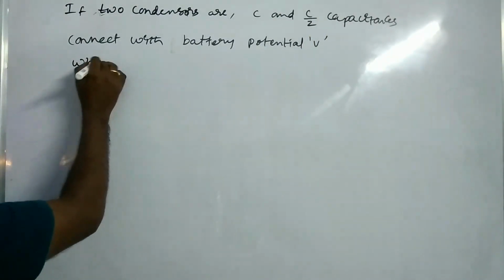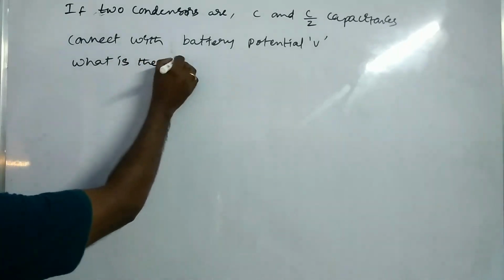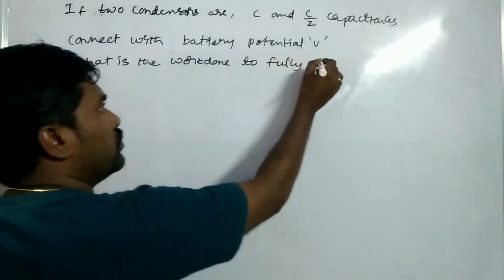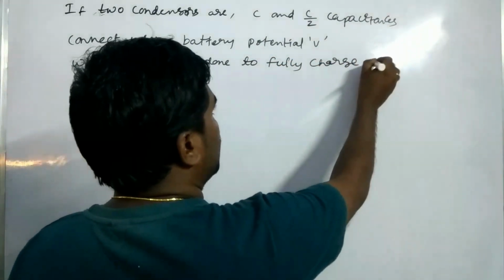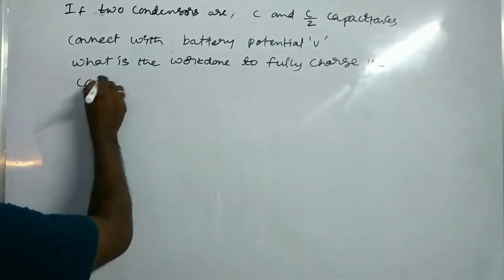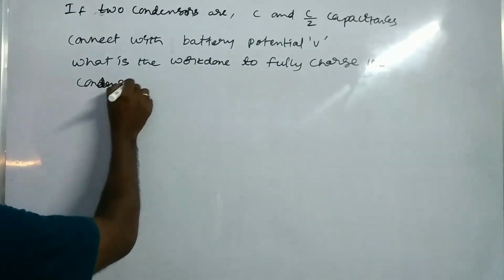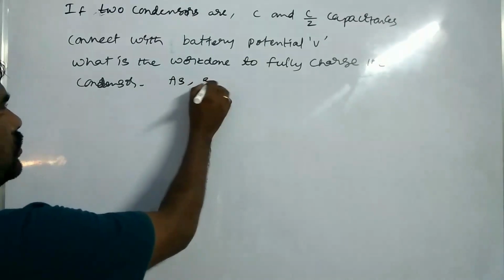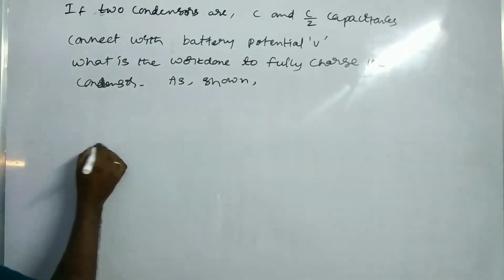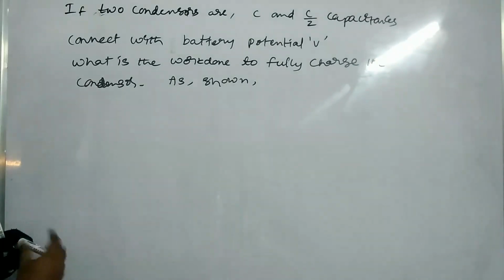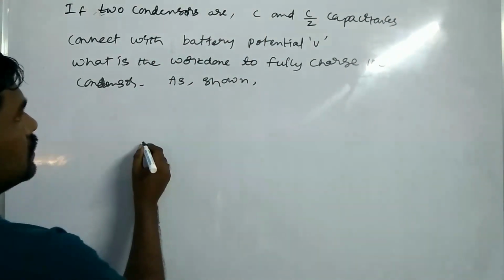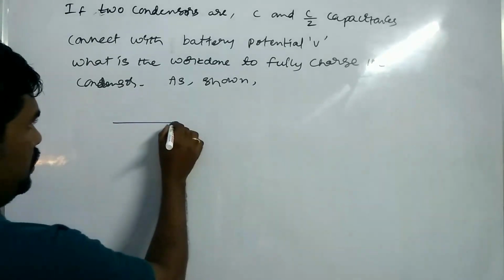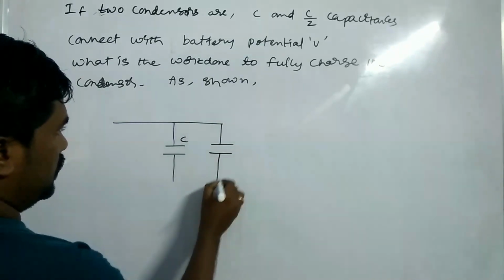What is the work done to fully charge the condenser? As shown in the figure, there are two condensers, C and C by 2. One of the condensers has capacitance C, and the other has capacitance C by 2.